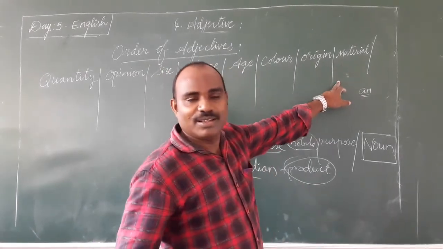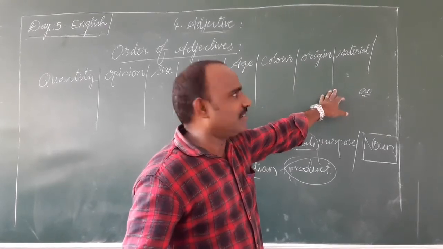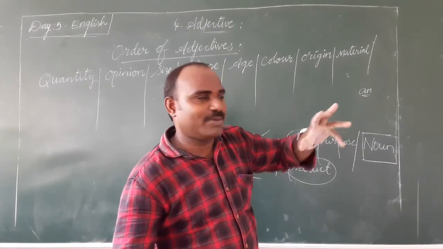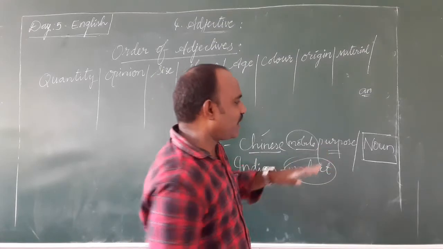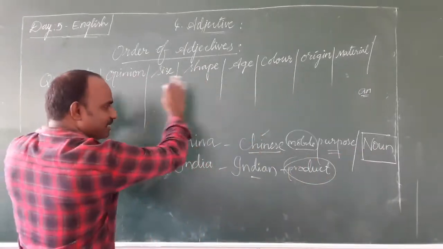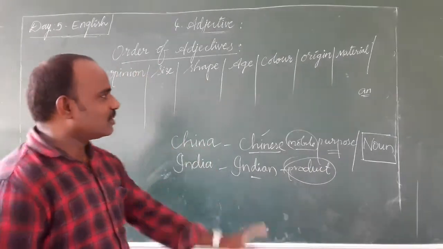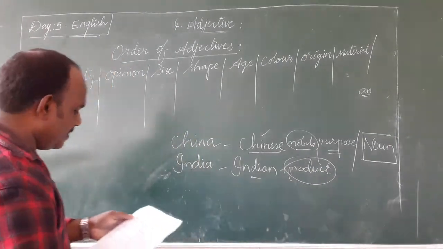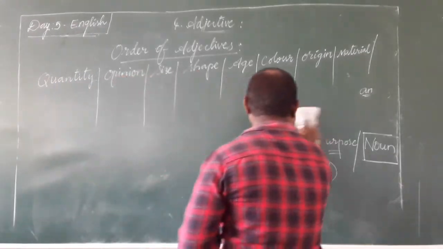Next, material. Material means metals, of course, iron, steel, aluminum, gold, silver, plastic, platinum, etc. And purpose. For what purpose do we use it? And finally, noun. All these adjectives describe the noun which is at the end of the sentence. So this is the order you have to write. For example, I'll give you a sentence. I write a sentence here.